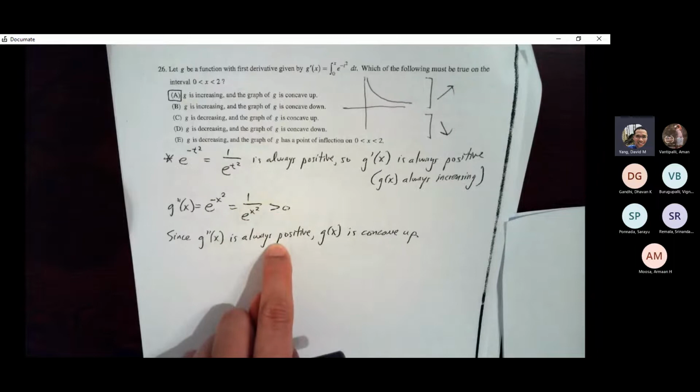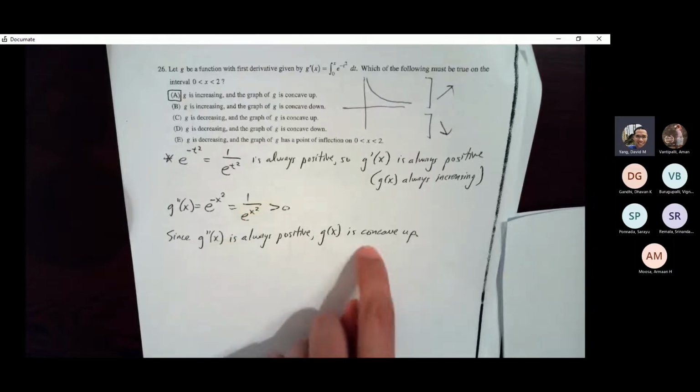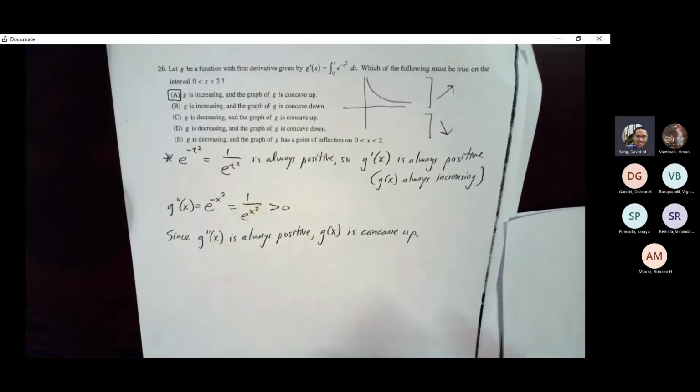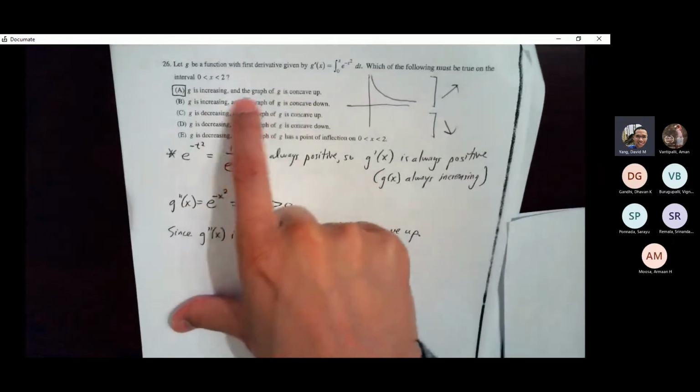So we know that g double prime is always positive because e raised to anything, doesn't matter if it's positive, negative, or 0, it'll always be positive. So if the second derivative is positive, we know our original graph is going to be concave up. So concave up and increasing, answer choice A.